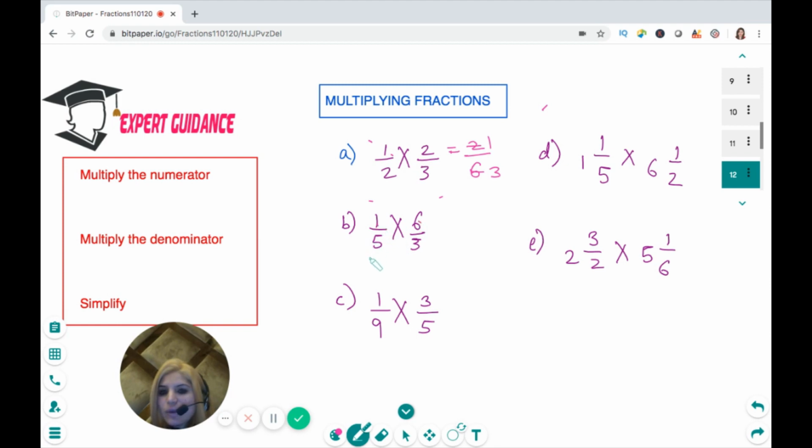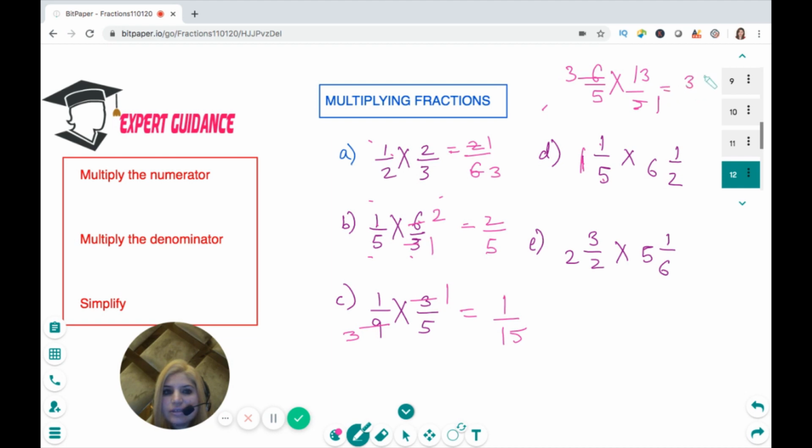1/5 times 6, 3. So you can cancel 3 times 1, 2. So the answer would be 2/5. For this question, we can cancel 3 times 1 is 3, 3 times 3 is 9. So the answer is 1/15. For these types of question, you can convert them into normal fractions. So 1 times 5 is 5 plus 1 is 6. So that becomes 6 over 5 multiplied by 6 times 2 is 12. Add 1, which is 13 over 2. And then we can cancel this. So that is 39 over 5 is the answer.